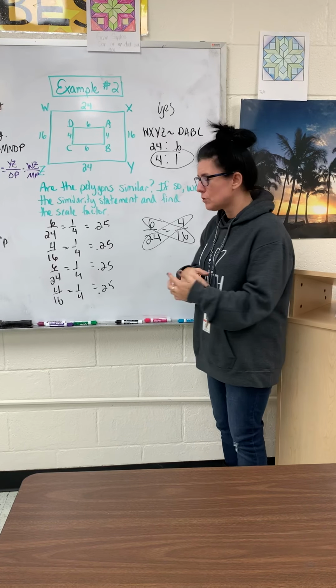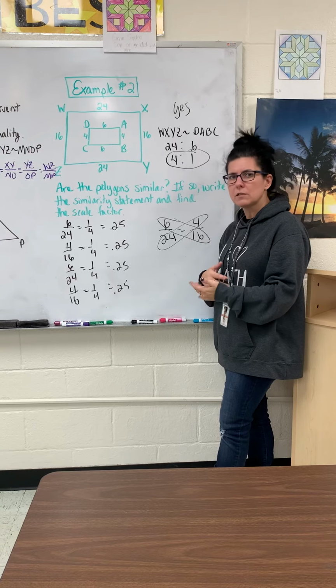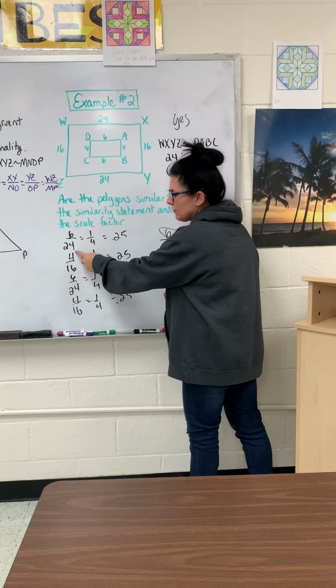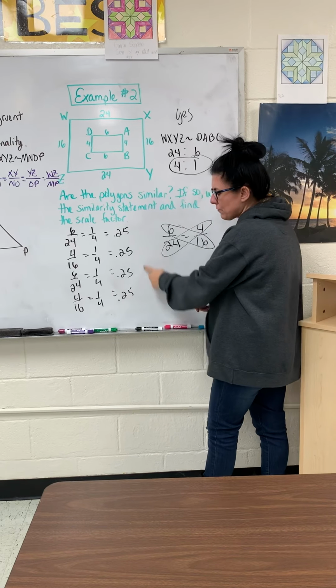The other way you can do that, using these ratios, you can plug them in your calculator and see if you get the same decimal. 6 divided by 24 gives you 0.5, 4 divided by 16, 0.25. Dividing it out, you get 0.25 for all of them.